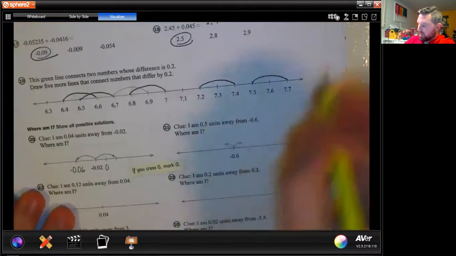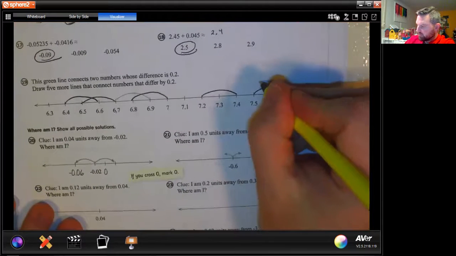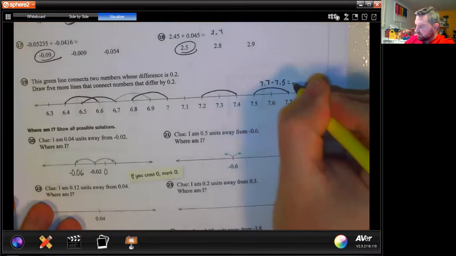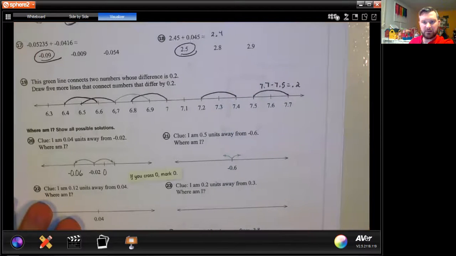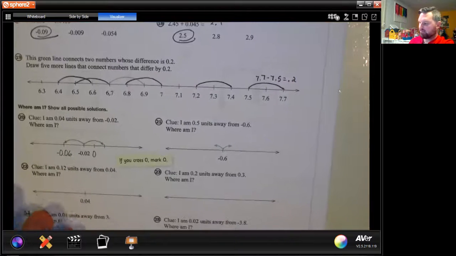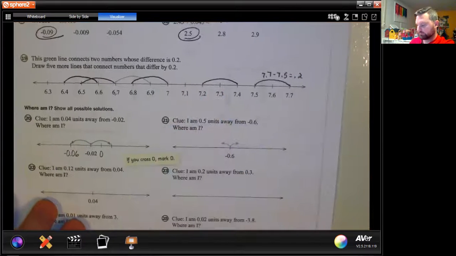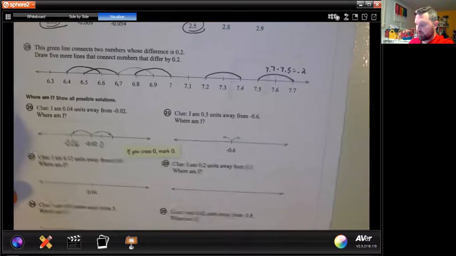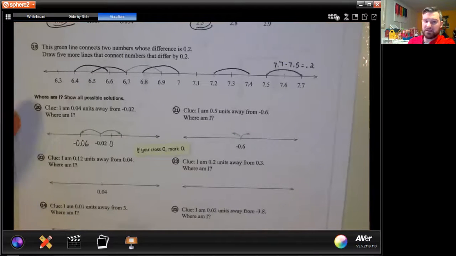And mathematically, we would say 7.7 minus 7.5 equals 0.2. That's what you're looking at right there. Okay, and we could write that problem for each one of those. Where am I? Show all possible solutions. Okay, so we did these with numbers, positive and negative. So now we're just going to do them with the decimals as well.